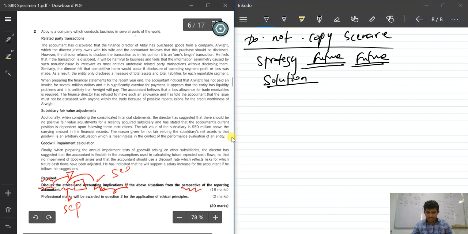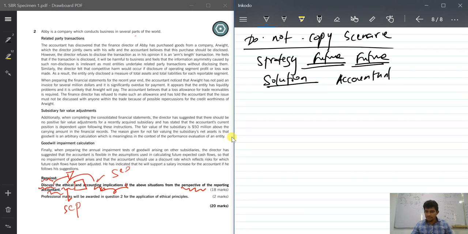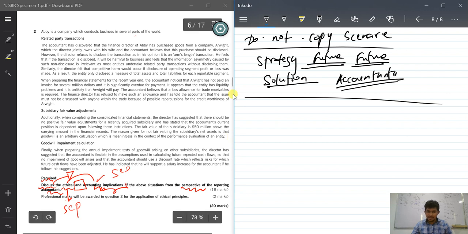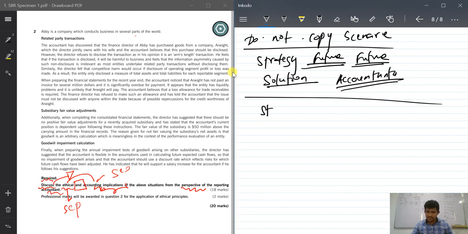From the perspective of an accountant, again be careful, it's a perspective of an accountant. So you need to be very careful when you're writing the answer. Again, students, I'm repeating, you should not copy paste the scenario. You should think what will happen as a result of the accounting treatment mentioned above, and then you should mention the solution. So I will write down a small flow chart that makes it easy for you.